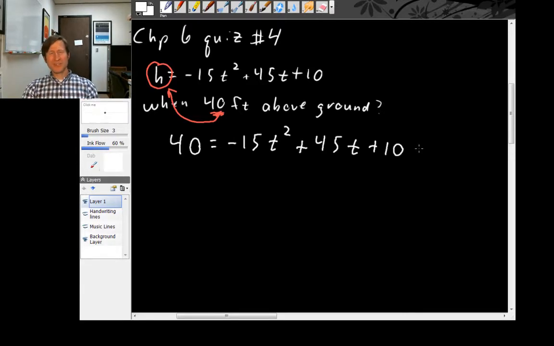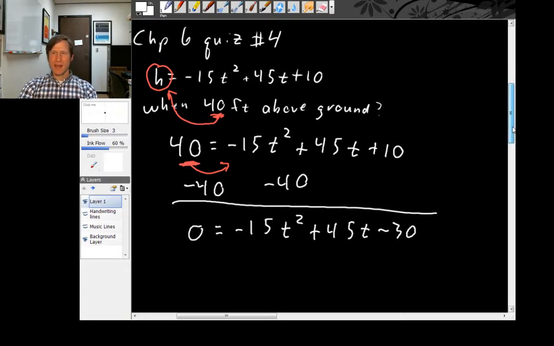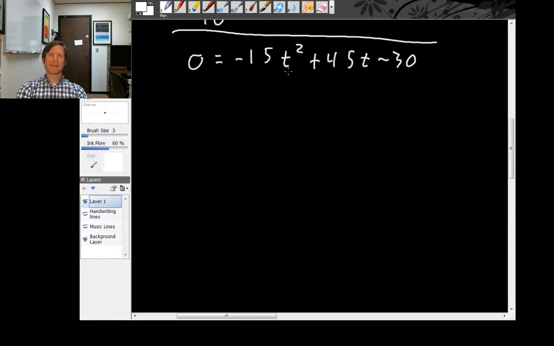If you watched the video I posted a few days ago, you'll know this 40 that we have on the left-hand side, before we can start factoring to solve, we have to get this 40 to the other side. That's a critical step. So let's subtract 40 from both sides. We get 0 equals negative 15t squared plus 45t minus 30. And now that we have a 0 on one side, now we can think about factoring the right-hand side of the equation.